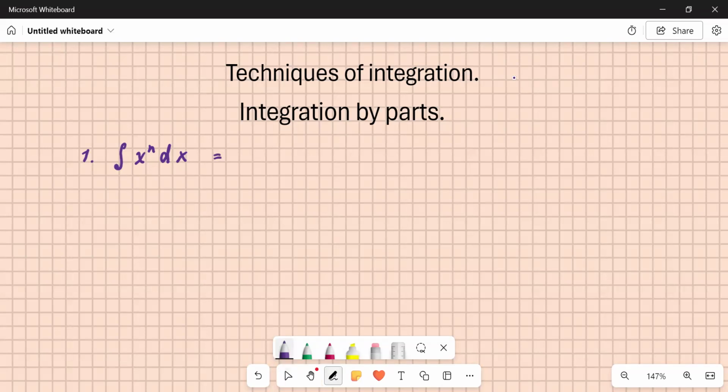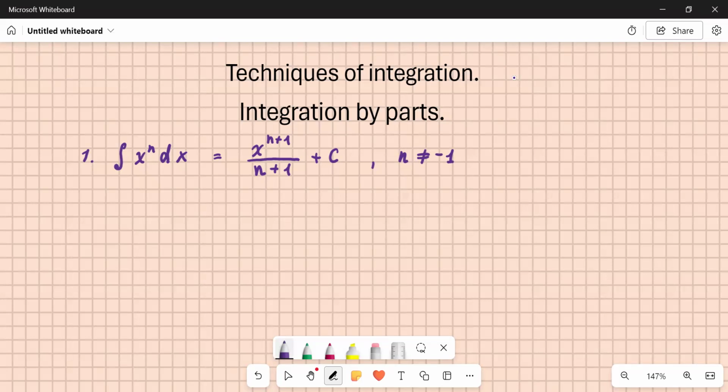So we know the rule for a power function: add 1 unit to n, divide by the power which you have resulting, and don't forget about the constant. Restrictions: you cannot allow n to be equal to -1. So n is not equal to -1. Why? Because we have a special integral for n equals -1.